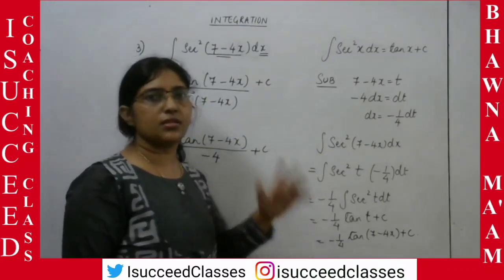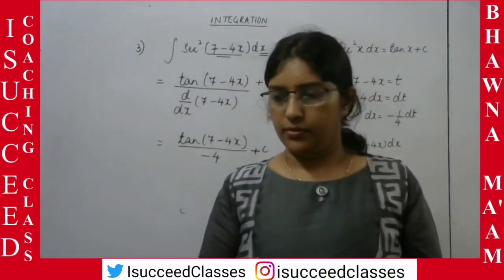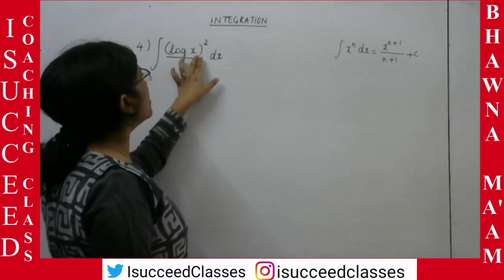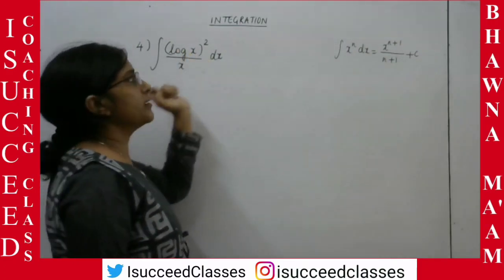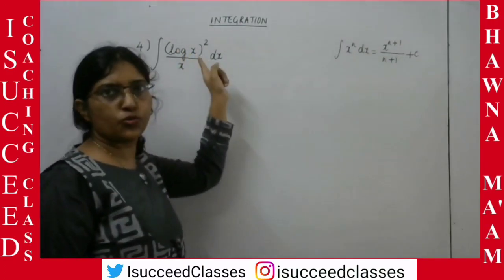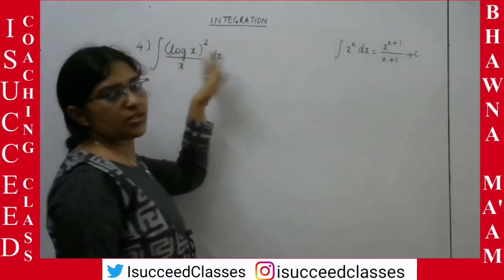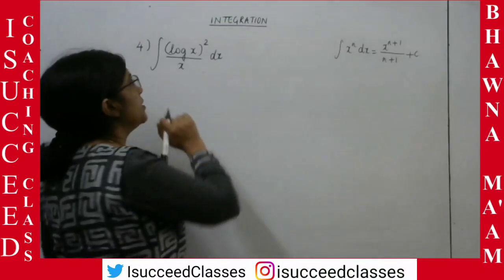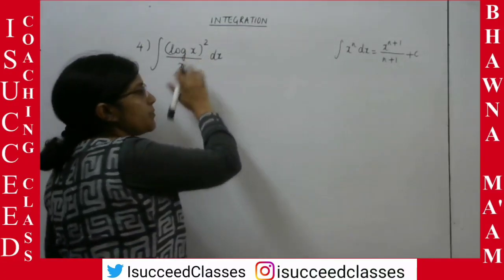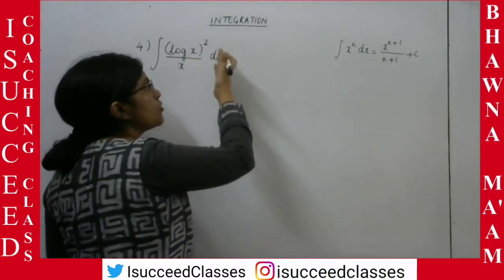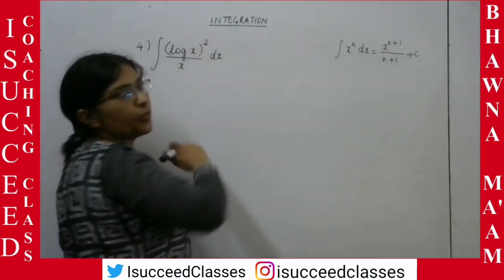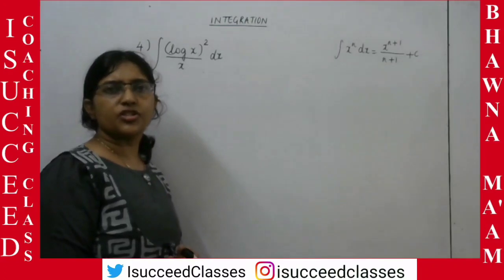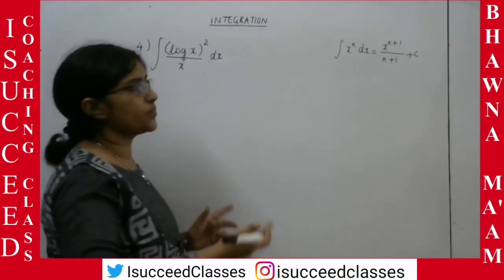Okay, so let's see another question. Now if you see this question, this is not a linear function like earlier where we had ax plus b raised to half or sec square of 7 minus 4x, where within the function we had a linear function. Now this is of course a composite function because it is log x the whole square. It is log x and a polynomial function. So in such cases where you have a composite function, we need to go with substitution.